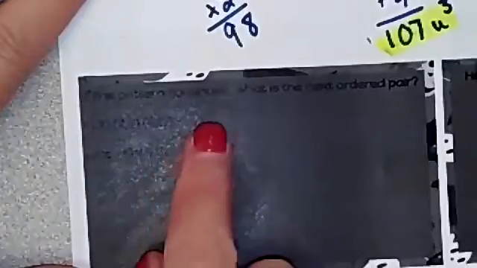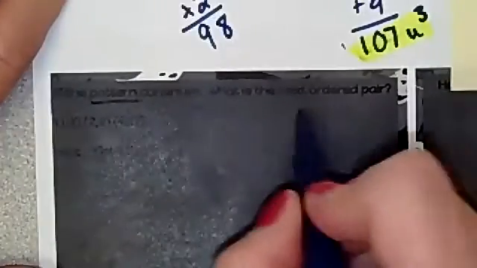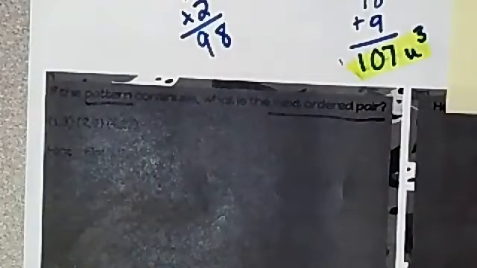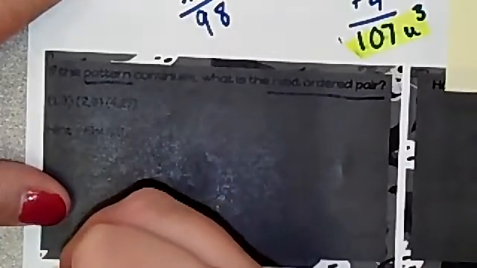Next one. If the pattern continues, I see the word pattern. What was the next ordered pair? Ordered pair? What? So I have told you a million times, if you see those, what do you have to do? Fish. I'm going to do it sideways. I'm going to make it right down here and I'm going to make a fish going sideways.